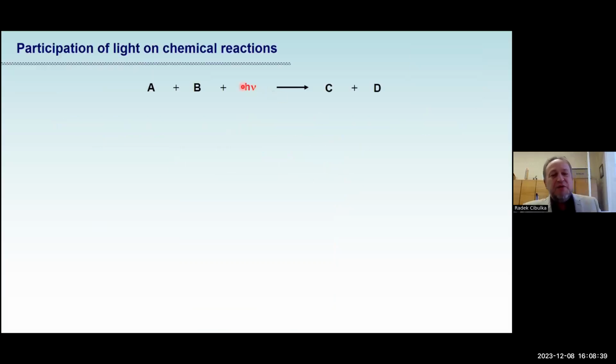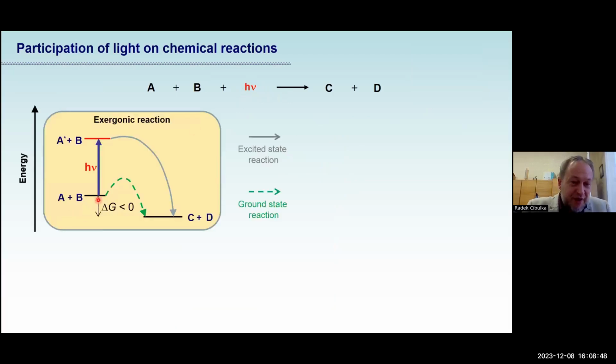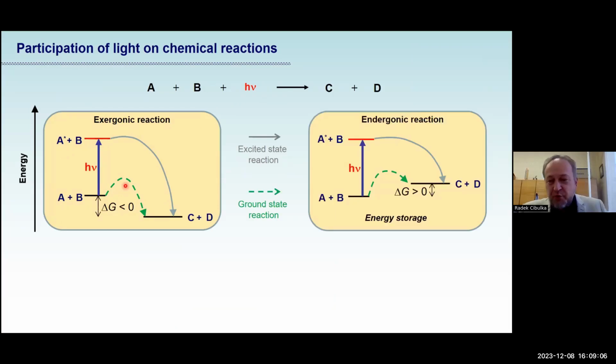In principle, light can be considered as a chemical reagent, and it can help to jump the energetic barrier when absorbed by any component of the reaction. Then we can do either exergonic reactions with high energetic barrier, or, what is even much more challenging, we can even jump the energetic barrier in the case of endergonic reactions. And in such a case, we in principle store the energy into chemical bonds.